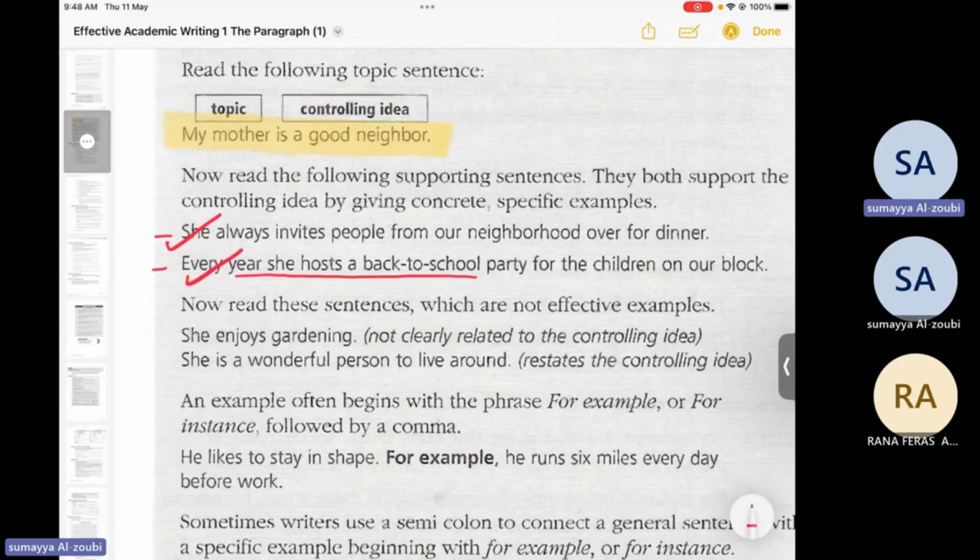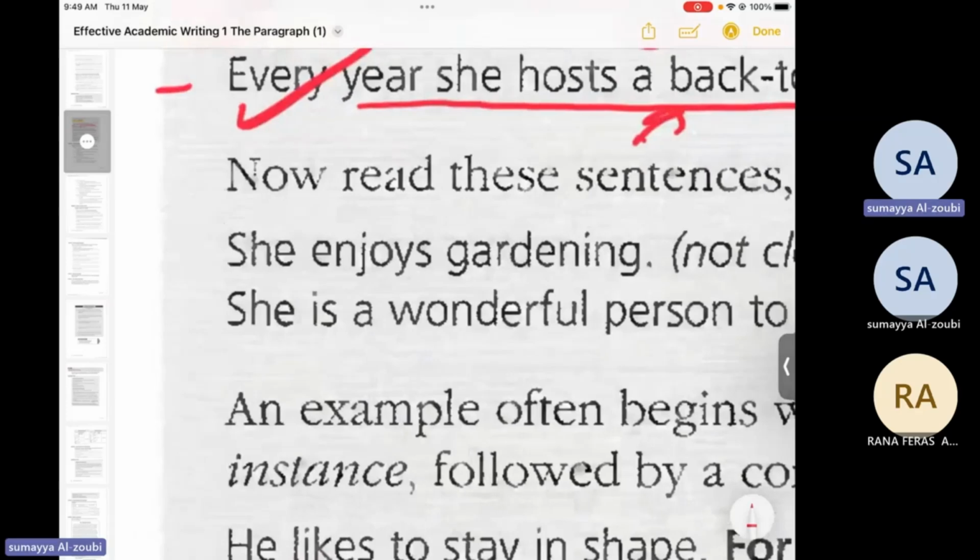They gave me clear and specific examples. See how here she invites people, and here she always hosts parties for specific occasions. Now read the following other two examples here. She enjoys gardening.